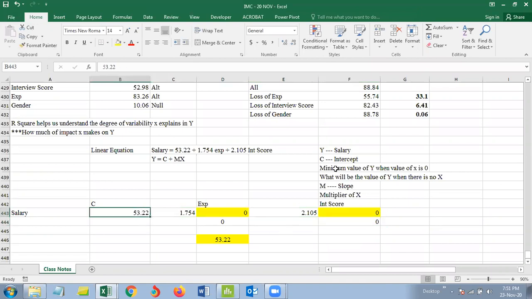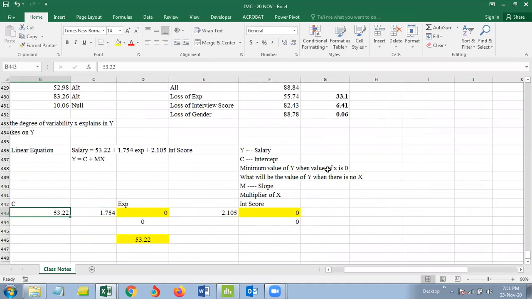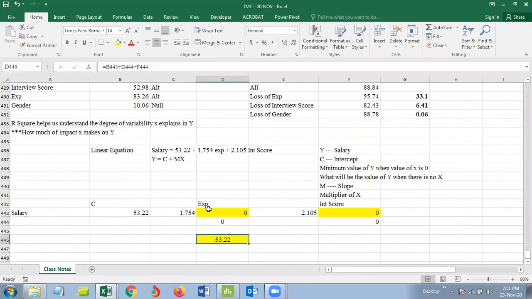The minimum value of your Y when your value of X is 0. That's what we talked about. If your value of X is 0, what is going to be the minimum, the base value of Y? It remains 53.22, because everything else is getting multiplied by 0 and we're left with the constant value. That's the fixed bare minimum salary that you will offer to everyone.